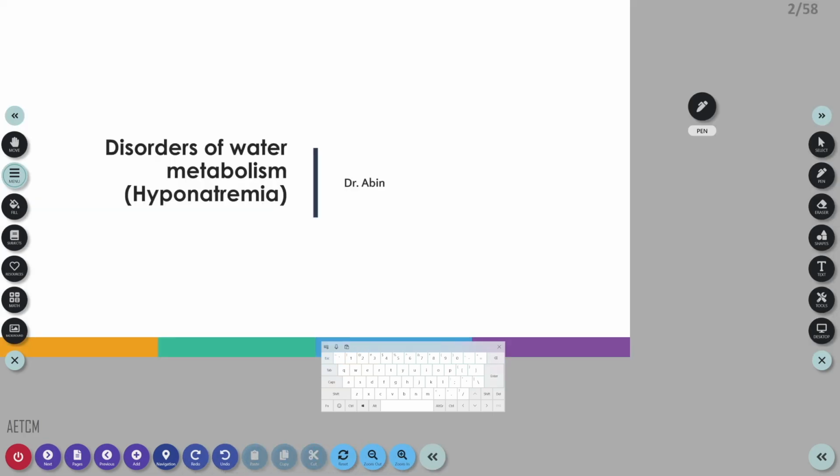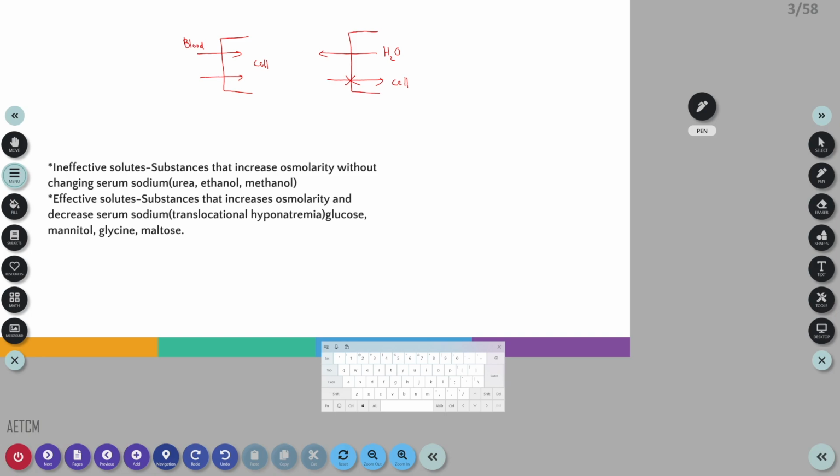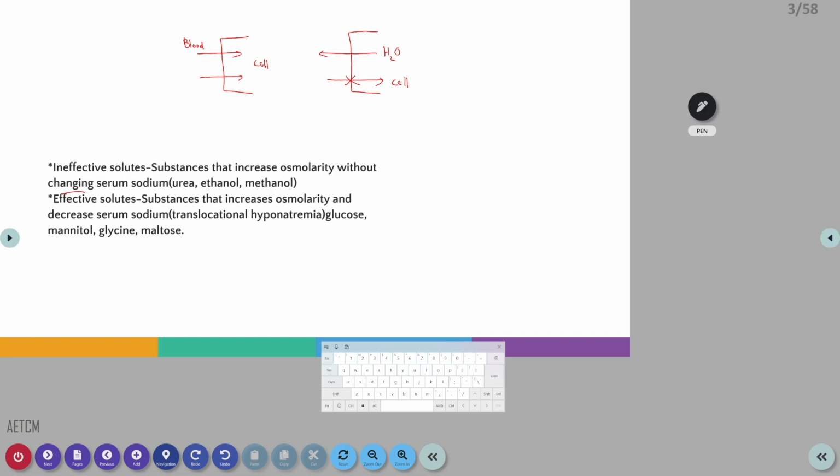So, coming to some basic concepts, we have to identify the difference between effective solutes and ineffective solutes. Effective solutes, for example, glucose, mannitol, glycine, and maltose, are substances that increase the osmolarity and decrease serum sodium. Whereas ineffective solutes are those substances, for example, urea, ethanol, and methanol, that increase the osmolarity without changing the serum sodium.